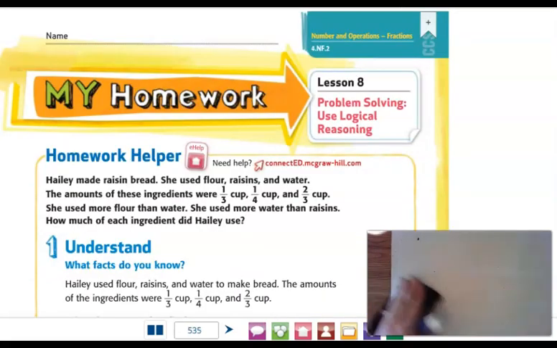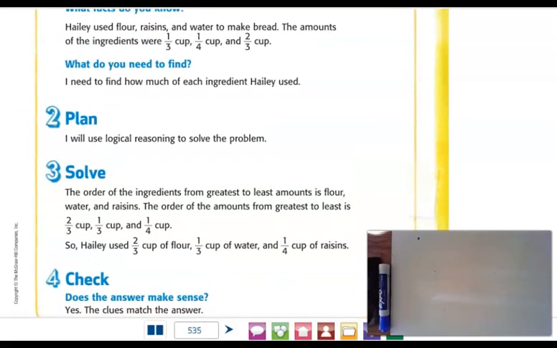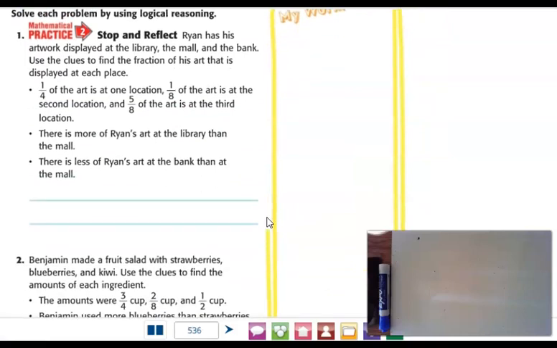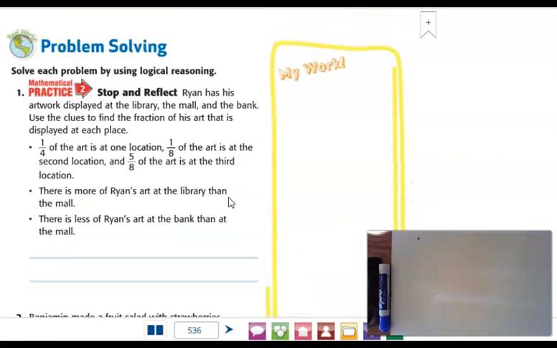Okay, so this long video got you all the way through the lesson. All you have left is the homework on page 535. It just has an example for you, and then page 536 is a couple problems for you to work on. So that is all you have to do independently on your own.